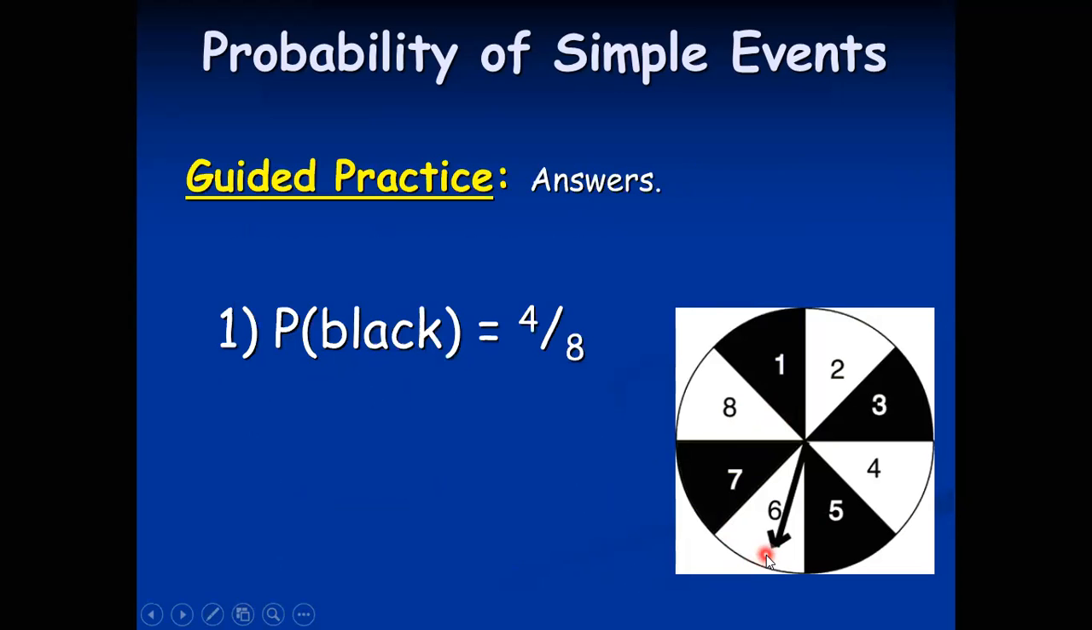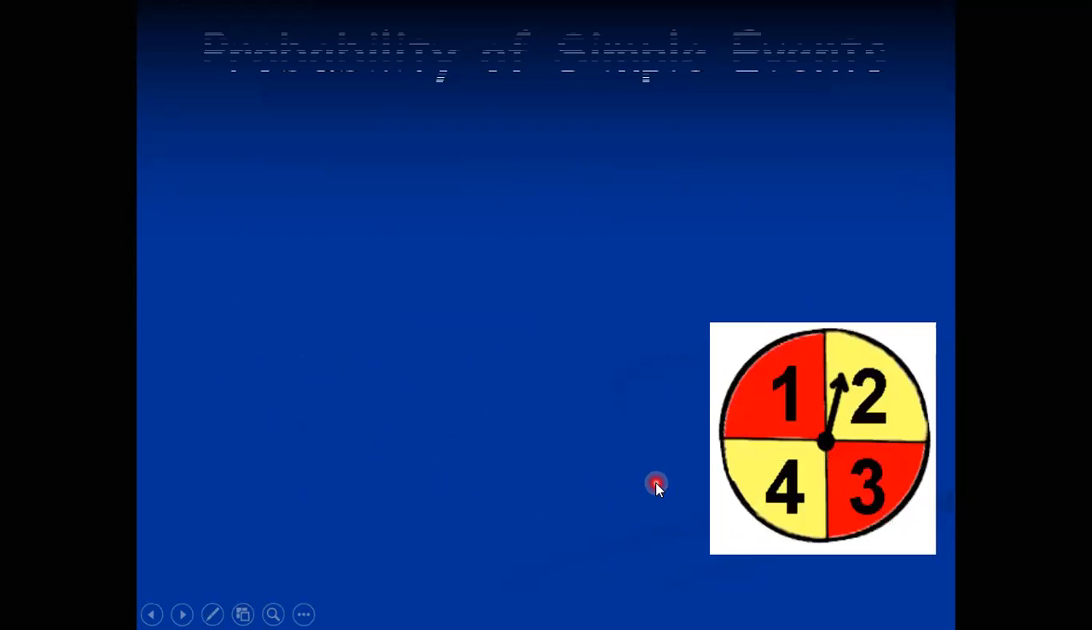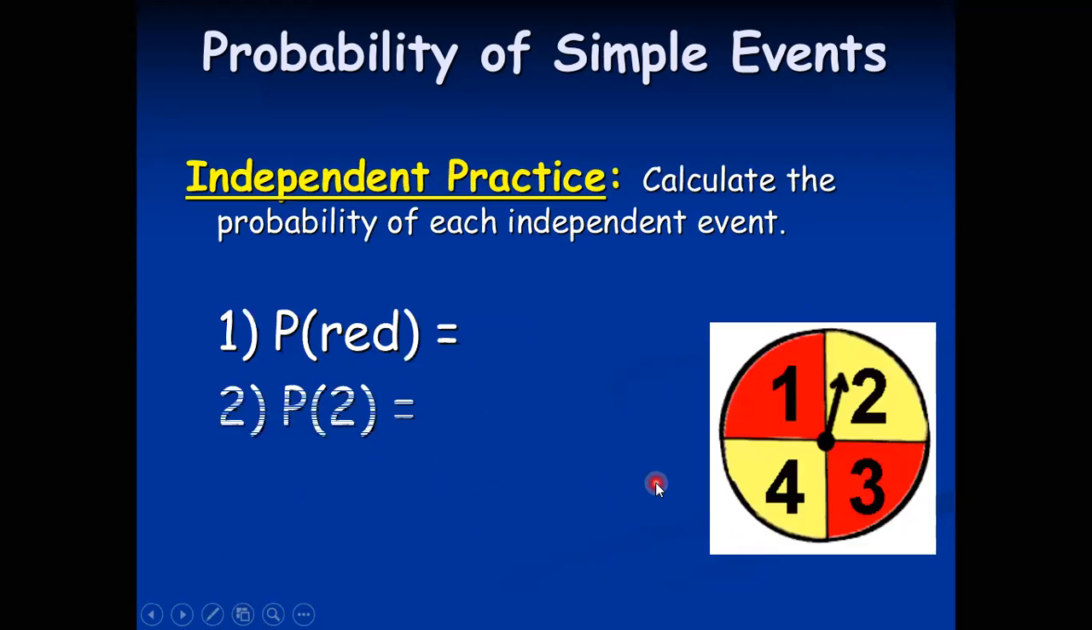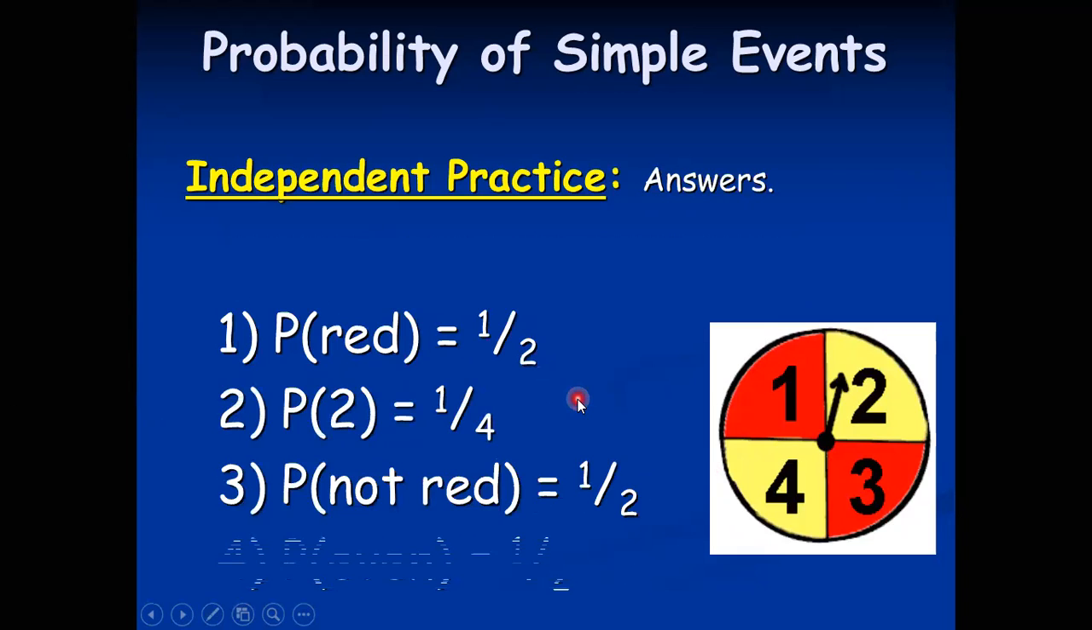So these are the answers. You can go back, pause, and try that one, and look at the answers that you get. What is the probability of picking a red, of picking a two, of picking a not red? Look at this, and also look at the answers here for your practice.